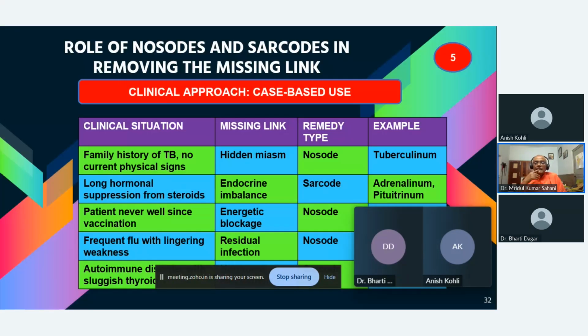Now, clinical approach, case-based use. Just an example I am giving you: family history of tuberculosis, or no current physical sign of TB. Then the missing link is the hidden miasma. The type of remedy required will be tuberculinum. Long hormonal suppressions from steroids: the missing link is endocrine. So you will require the sarcodes, adrenalinum, pituitarinum, etc.